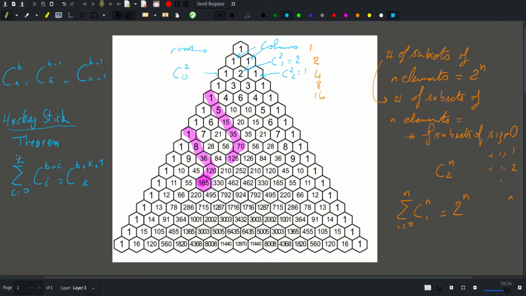And we can formulate the Hockey Stick Theorem in the following manner. So the sum from i equals 0 to k of C of b plus i choose i is equal to C of b plus k plus 1 choose k.